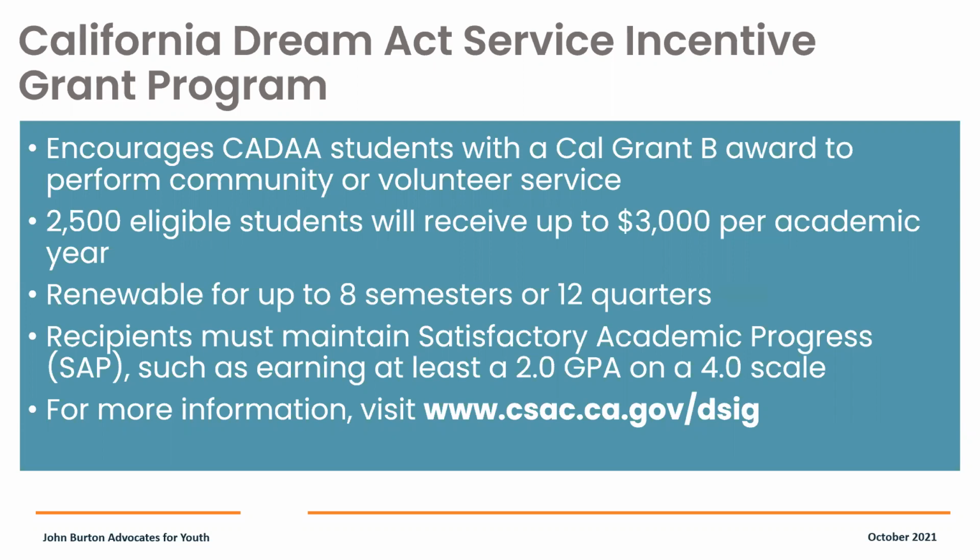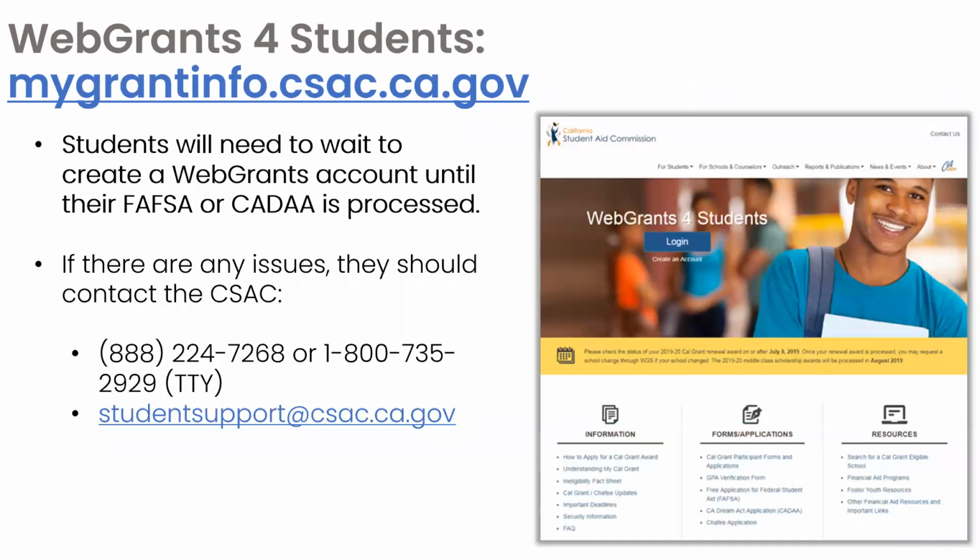On the next slide, I want to talk just a little bit about what students can do and what they should be reviewing in Web Grants. And just to note that students will need to wait to actually create their Web Grants account until after their FAFSA or their CADA application has been processed. Like I mentioned before, it can take 1 to 2 weeks for the FAFSA to process and then link to the Web Grants system. So should they encounter any issues when creating a Web Grants account, we encourage them to reach out directly to CSAC for assistance. We have their telephone number and their email here listed on the screen.